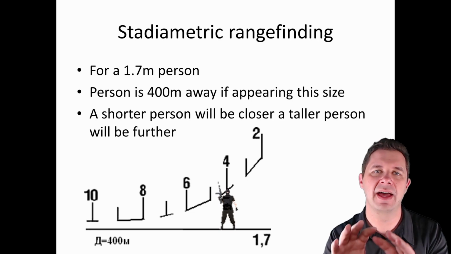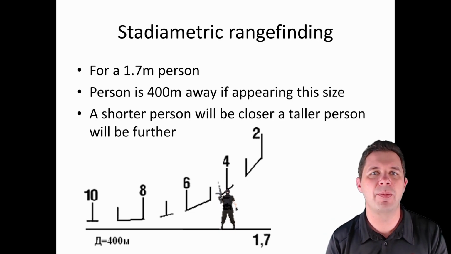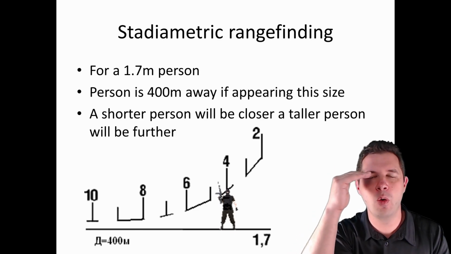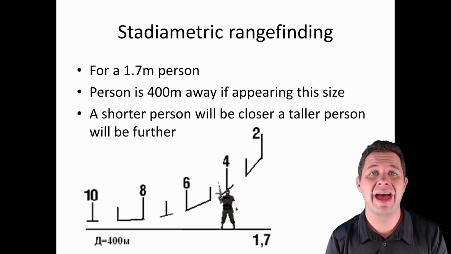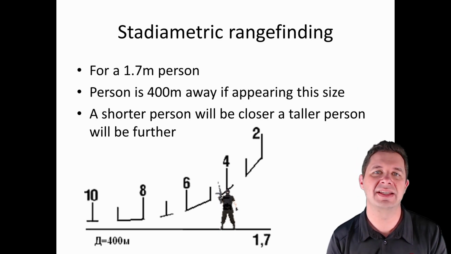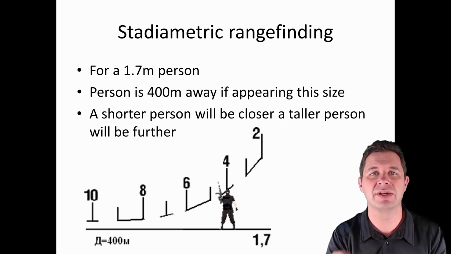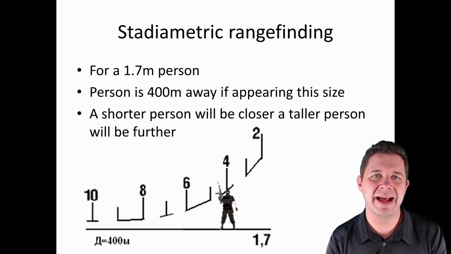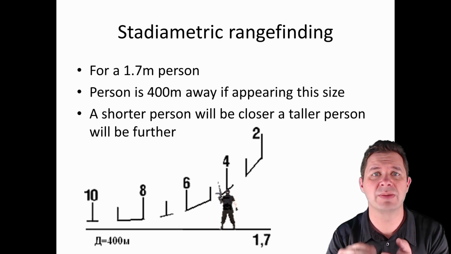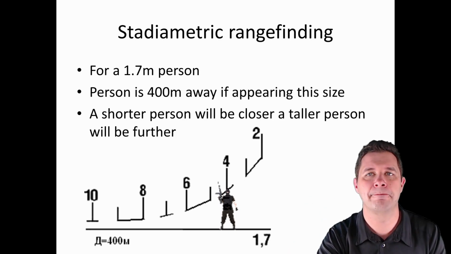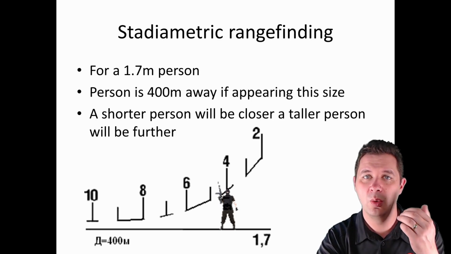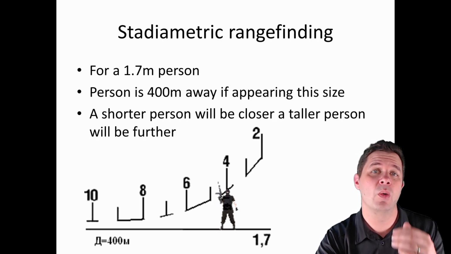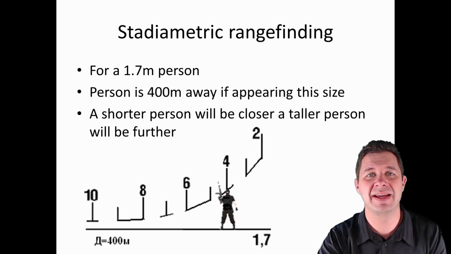So basically, here's a breakdown of how it would look. If a person is 400 meters away, their head would line up with the 4 mark at that 1.7, assuming they're about 1.7 high. If they were 200 meters away, significantly closer, well, they'll appear bigger on the scope. If they were 800 meters away, they'd appear a whole lot smaller because they're a whole lot further away. And so it's a really simple way of doing range finding based on, we know roughly how tall someone is, we can estimate how far away they are based on that height.